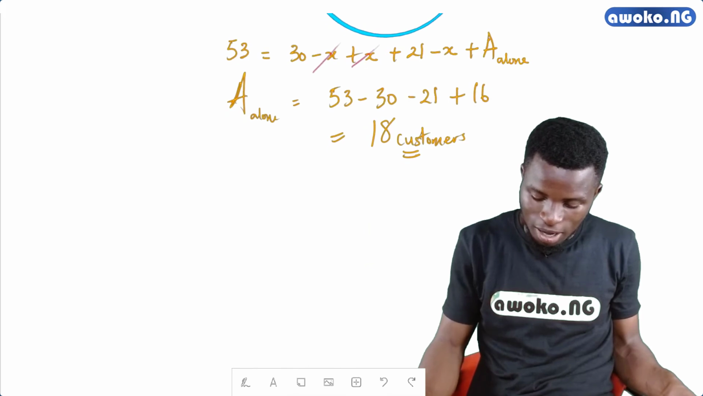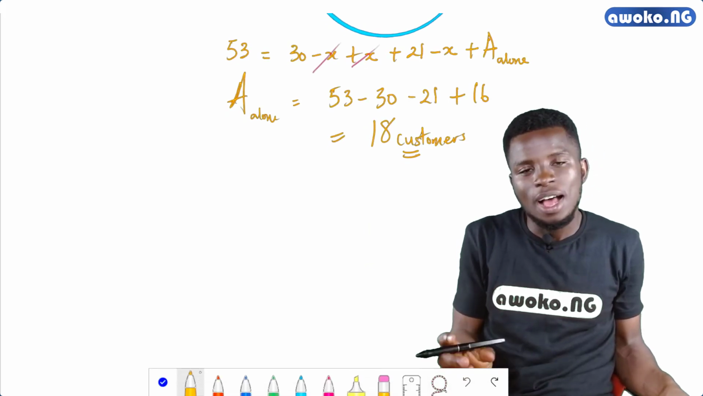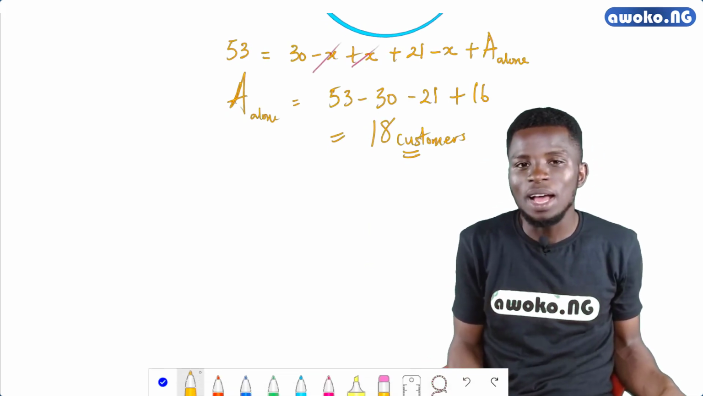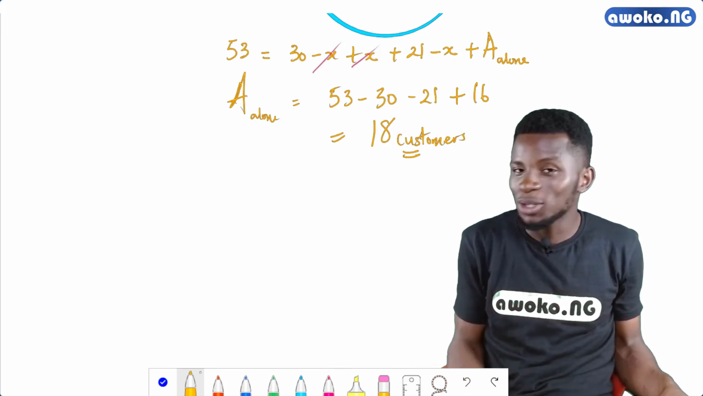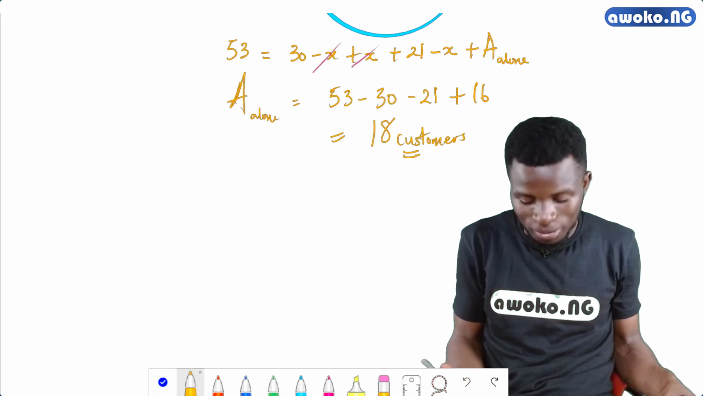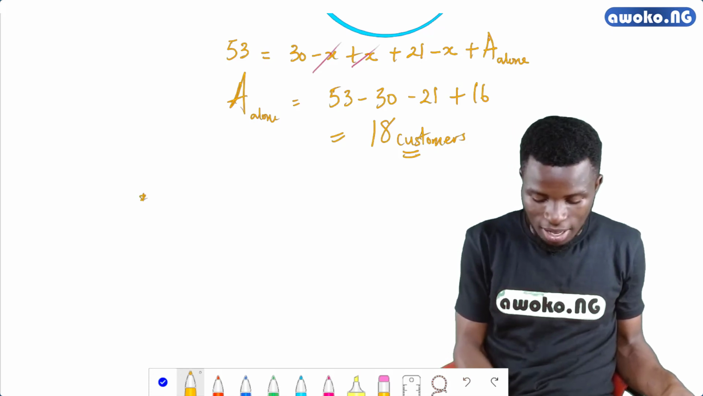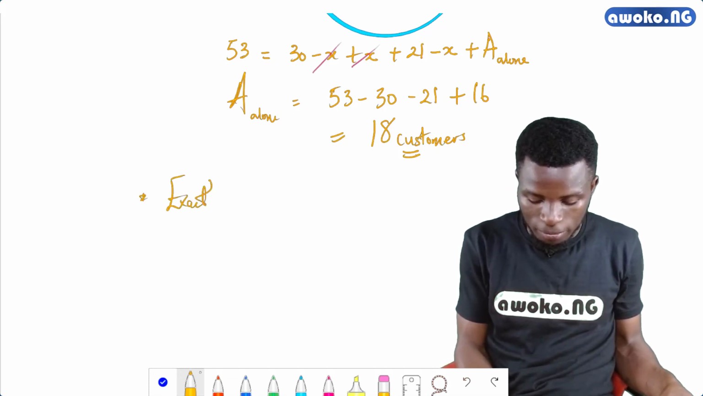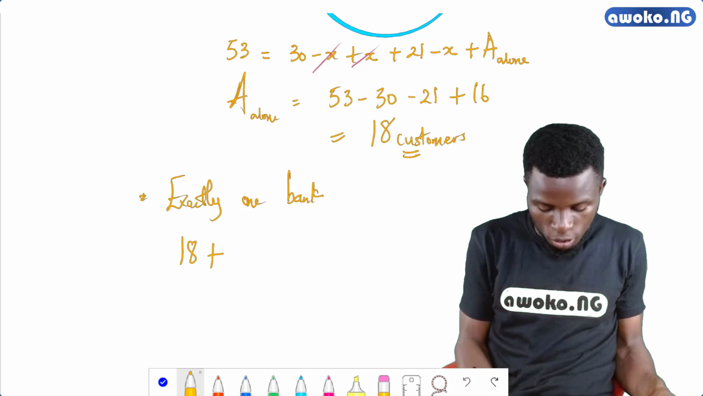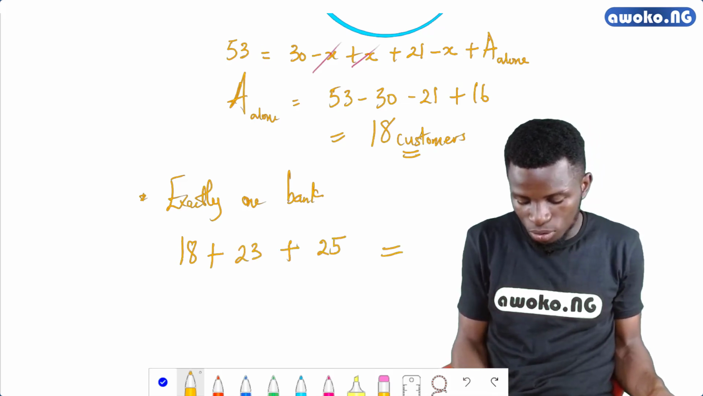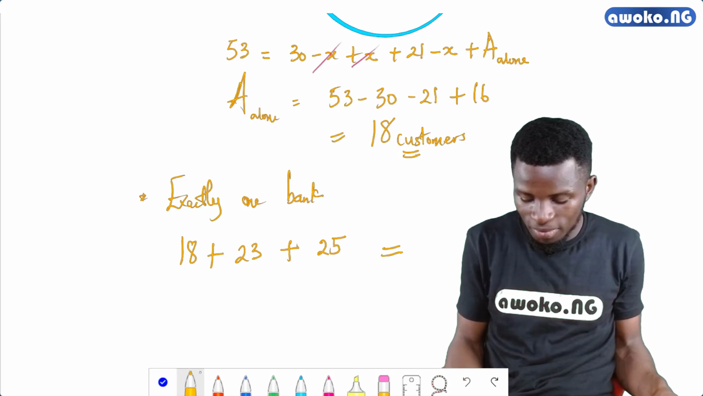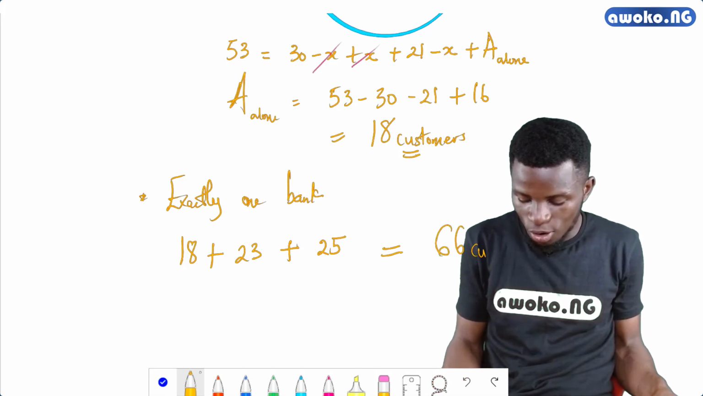So, therefore, the number of customers that banked with exactly one of the three banks will give me nothing but the addition of Access Bank alone and First Bank alone and Trust Bank alone. Therefore, we have exactly one bank. We have 18 plus 23 plus 25, which will give me 66 customers.